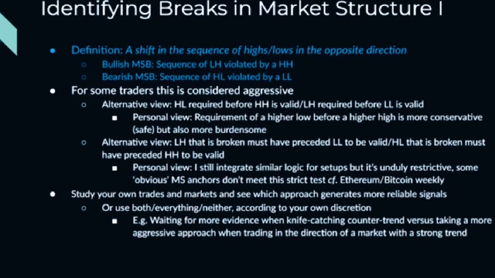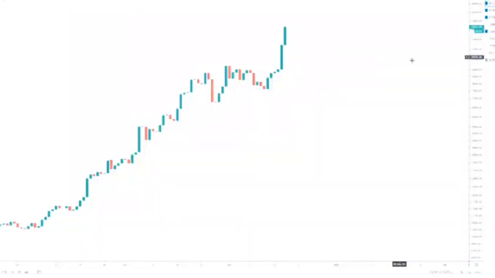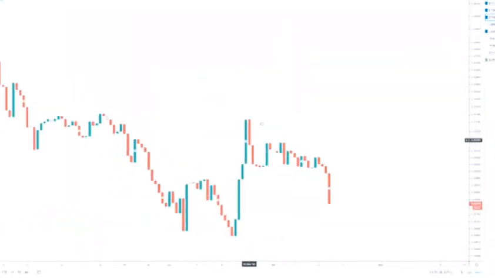Again, I think it's just needlessly complex. You can just see how simple my definition is compared to all the other caveats. Simple isn't always better, but in this instance, I feel like it's beneficial. And I still integrate similar logic for setups in terms of how significant is this high or low, but I think it's unduly restrictive, and some obvious market structure anchors just don't meet this strict test. Ethereum, Bitcoin on the weekly time frame comes to mind.